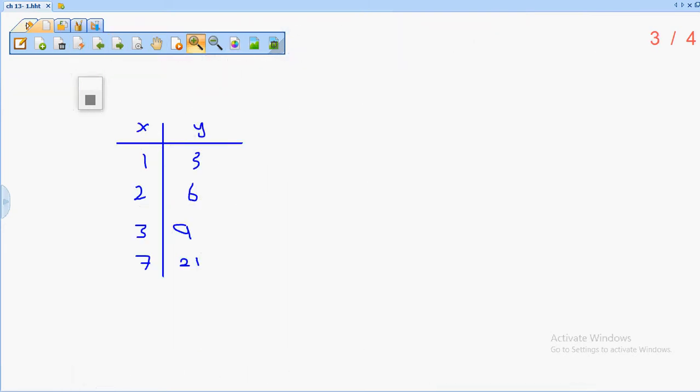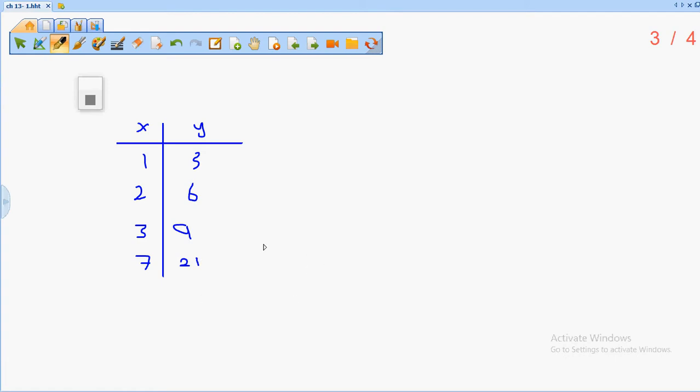For example, suppose here I have x and y. When x is 1, y is 3. When x is 2, y is 6, when x is 3, y is 9, and when x is 7, y is 21. This is a proportional relationship. Why is that? Because the relationship between y and x is always the same thing. Or you can say the ratio between x and y is always the same thing.